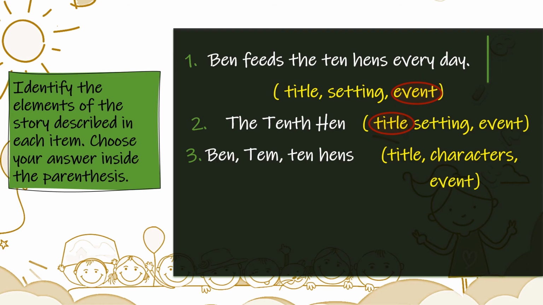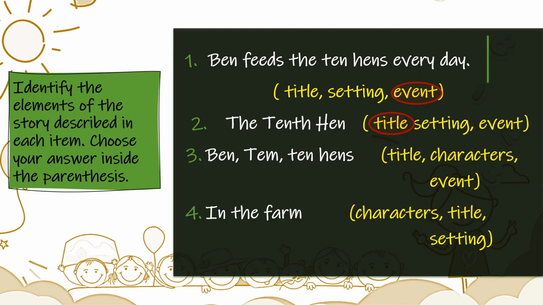10 seconds. 10, 9, 8, 7, 6, 5, 4, 3, 2, 1. What is your answer? Correct again. These names tell us the characters in the story. For the final number, number 4, in the farm. Is it the characters, title, or setting?